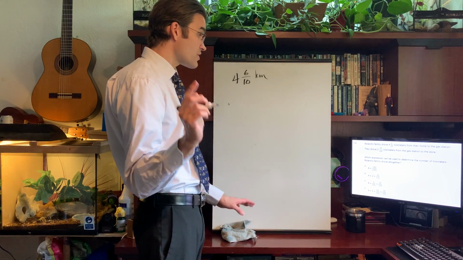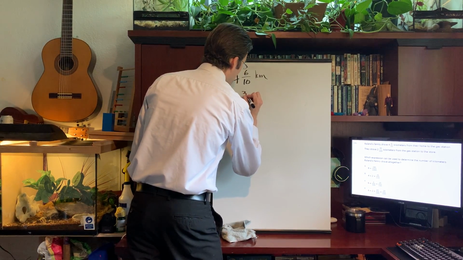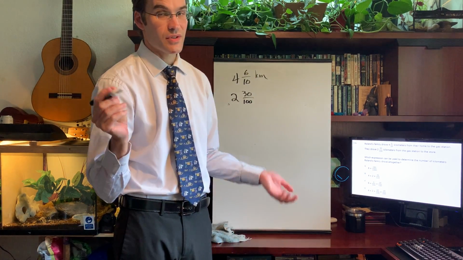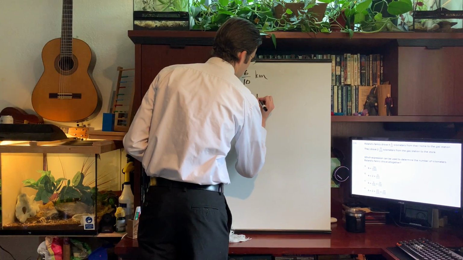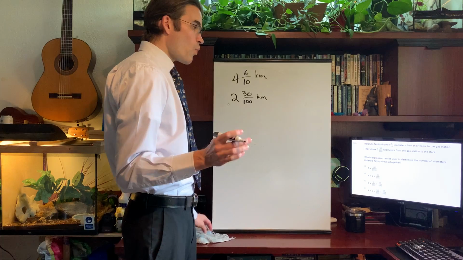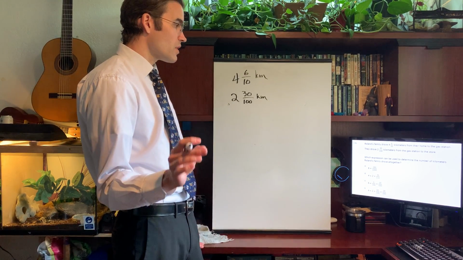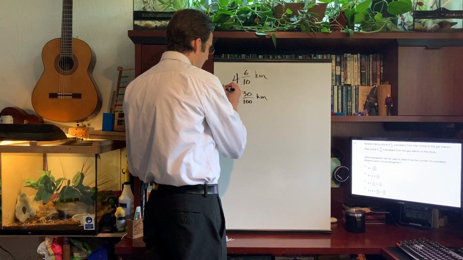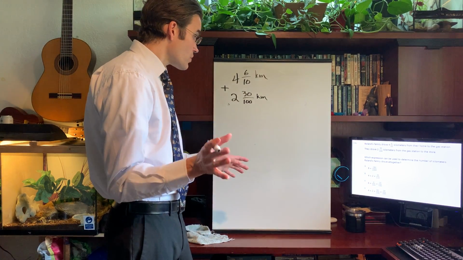Then they drove 2 31/100 kilometers from the gas station to their store. Doesn't matter where they're going. These are the things, the two numbers we're looking at. Which expression can be used to determine the number of kilometers they drove together? What they want you to do is they want you to add these, but they want you to show the way that you would do it, okay?